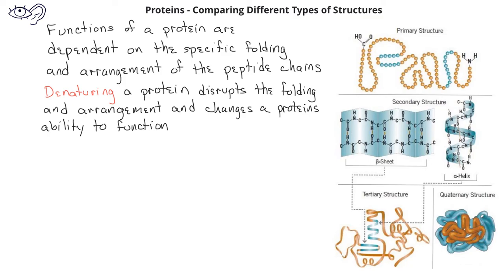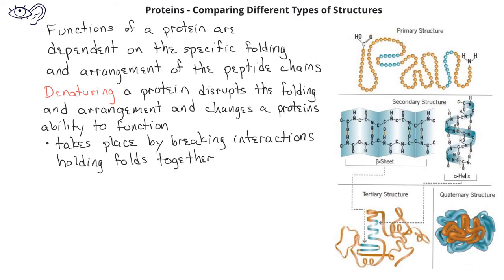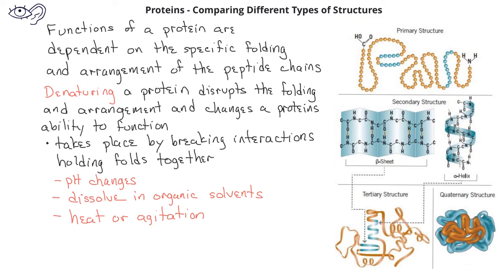It's accomplished by breaking the hydrogen bonds or other electrostatic interactions that keep the proteins or the peptide chains in their particular folded conformations. There are various ways of denaturing a protein. This can be done by pH changes, which disrupts the electrostatic interactions and hydrogen bonding. We can put the proteins in organic solvents, which would disrupt the hydrophobic interactions in parts of the peptide chains. We could also use heat or agitation, which would disrupt all the different kinds of protein forces.